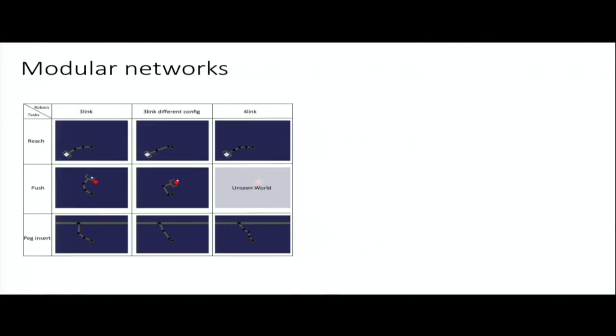Okay. So let me show a little example from the evaluation in that particular paper. So they're considering this kind of multi-robot, multitask setup, where there's a robot with 3 links, a robot with 3 links, but one of them is a little bit longer, and a robot with 4 links. And they're trying to do different things, reaching for a little white square, pushing an object to a point, and inserting a peg into a little hole, kind of like a little simulated industrial assembly task.